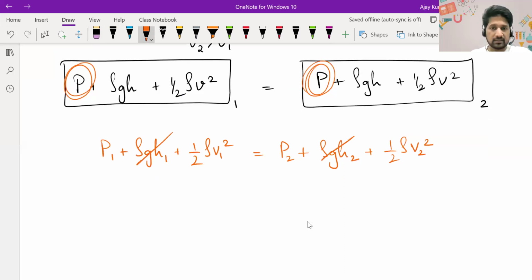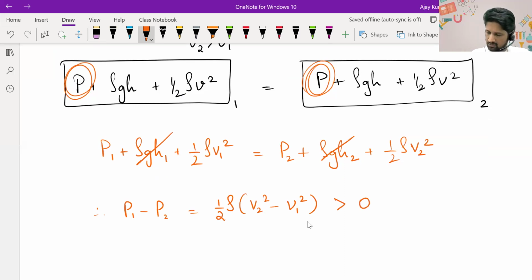These terms will get cancelled. Therefore, P1 minus P2 becomes half rho times V2 square minus V1 square. And we know V2 is more than V1 in this case. So this is positive, greater than 0. That means P1 is greater than P2.